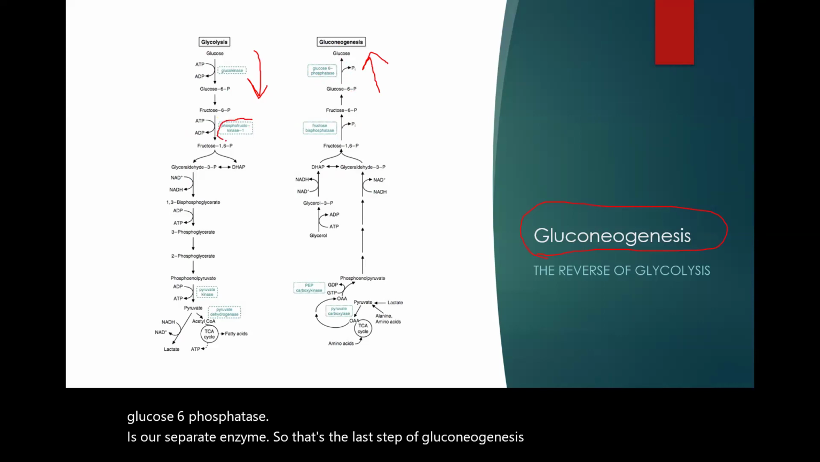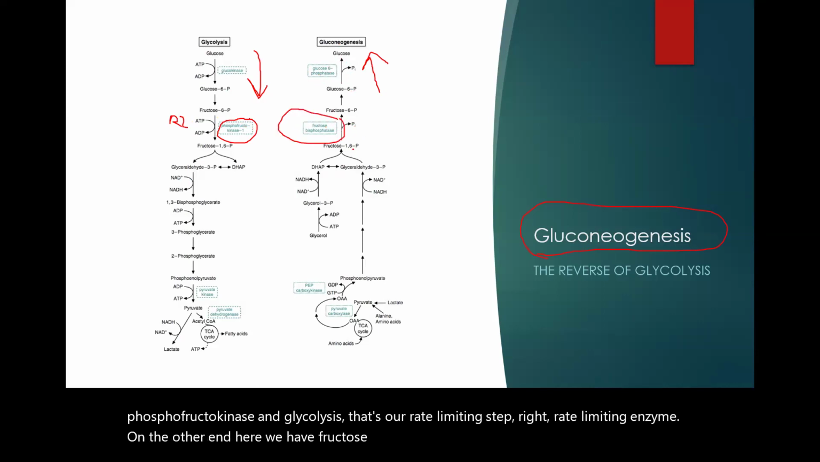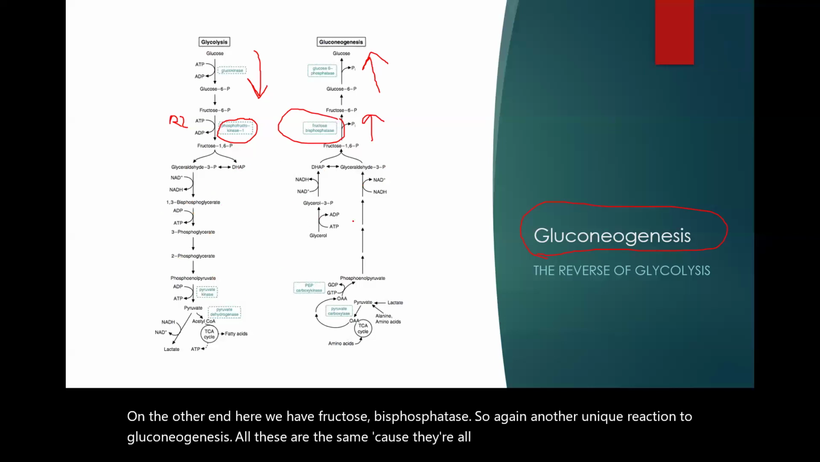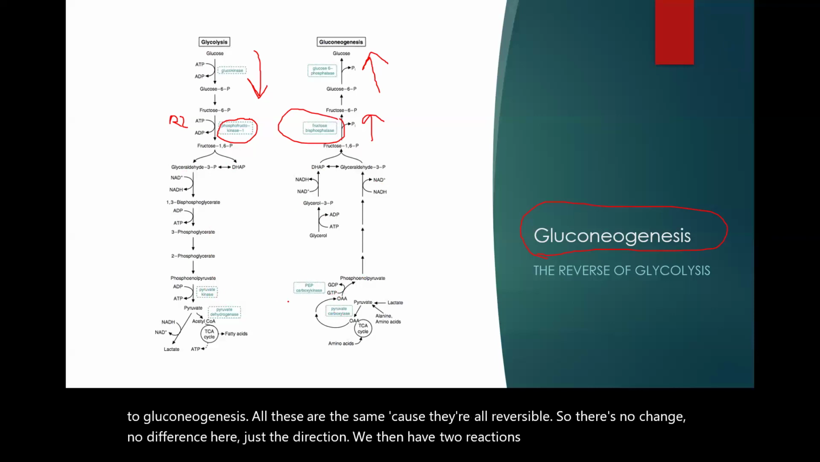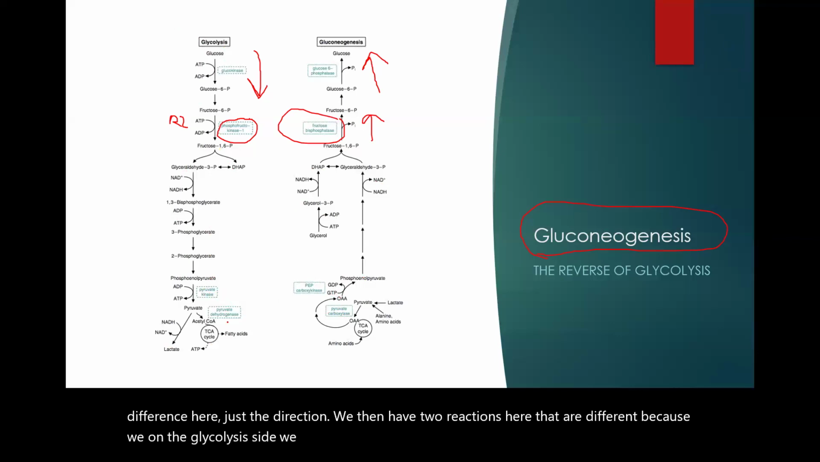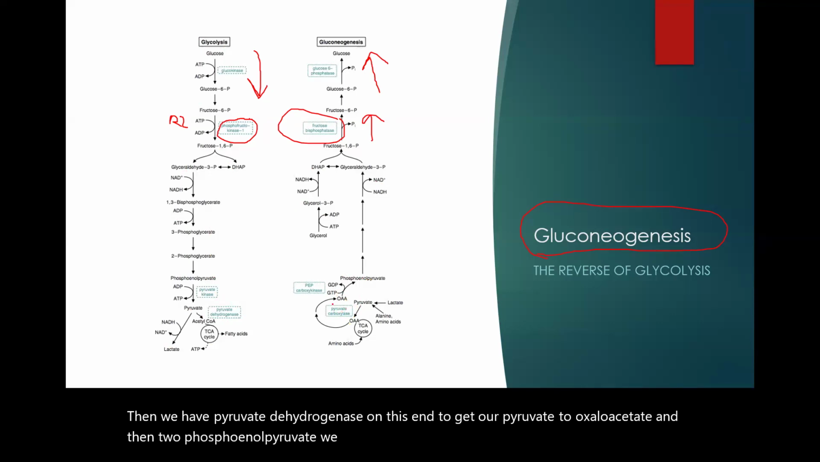Then phosphofructokinase in glycolysis is our rate-limiting enzyme. On the other end, we have fructose bisphosphatase, another unique reaction to gluconeogenesis. All the others are the same because they're reversible, so there's no difference, just the direction. We then have two reactions that are different. On the glycolysis side, we have pyruvate kinase and pyruvate dehydrogenase. On this end, to get from pyruvate to oxaloacetate and then phosphoenolpyruvate, we use pyruvate carboxylase, and then PEP carboxykinase.